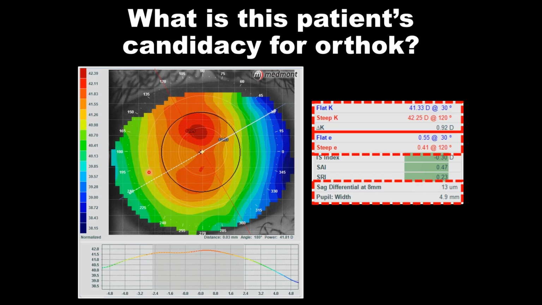This is measuring the height of the cornea to an 8 millimeter chord and describing for you not the central corneal astigmatism, but the peripheral corneal cylinder.